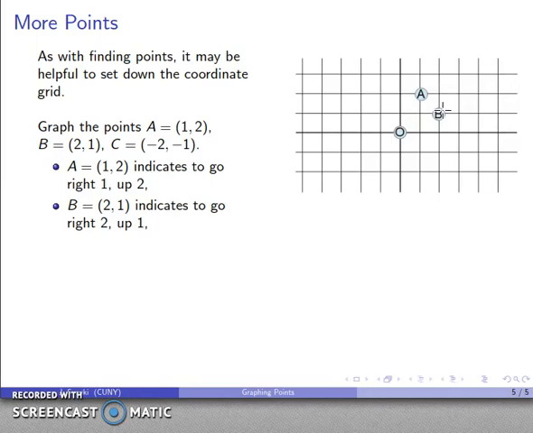My point B, 2, 1, right 2, up 1, so I'll be at the origin. I'll take a step out, 1, 2, and up 1, and I'm going to be right there. There's my point B. C, negative 2, negative 1. So this is negative, so I'm going left 2 units. Negative 1 says I'm going down 1 unit. So here I am. I'm going to go back 1, 2, and down 1 unit. I should put my point C right there, and there it is.